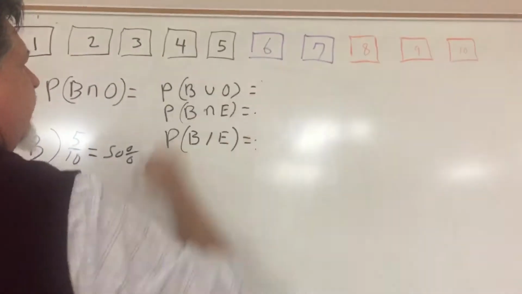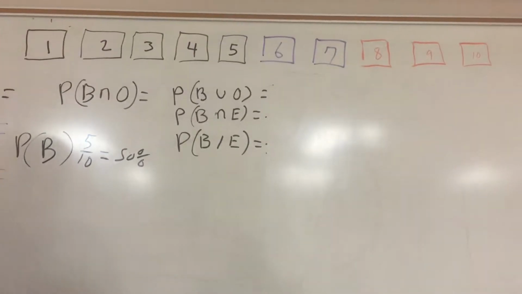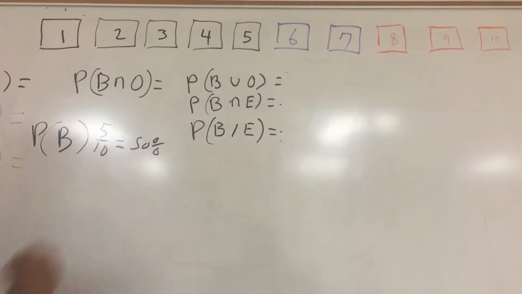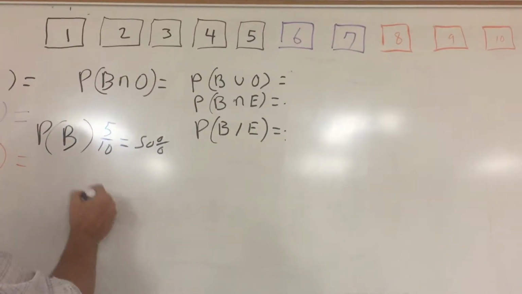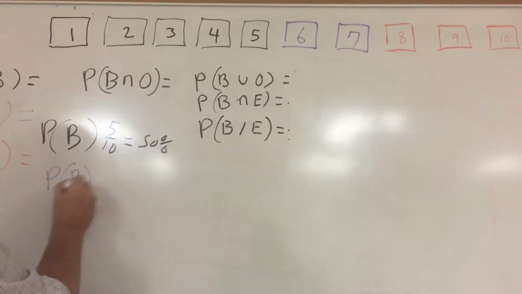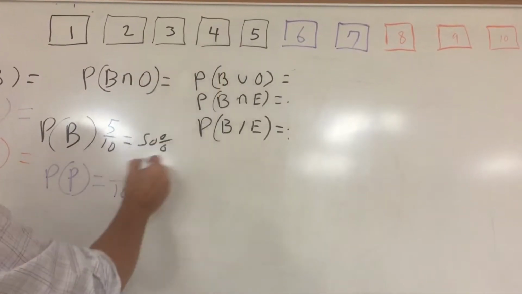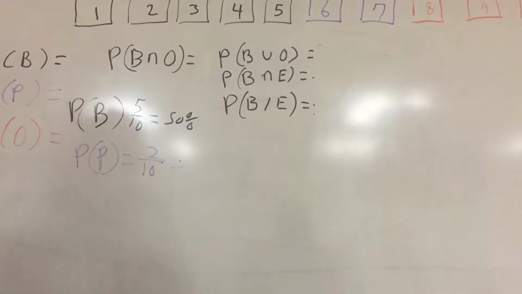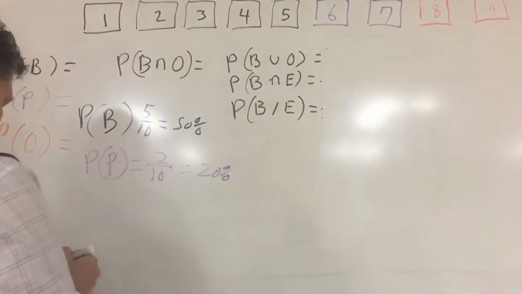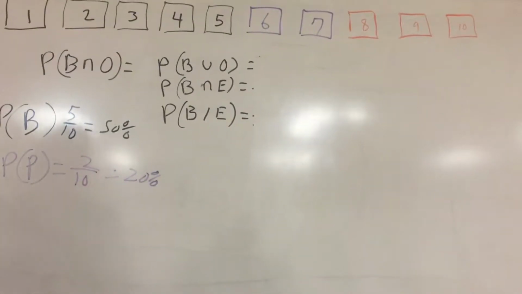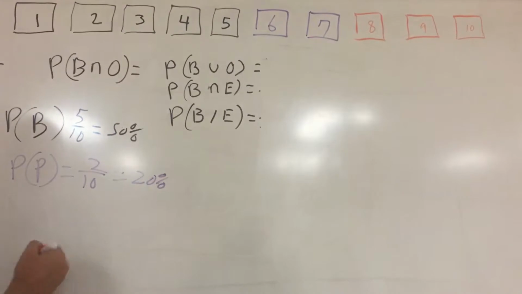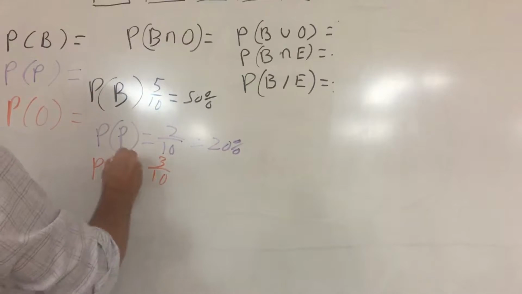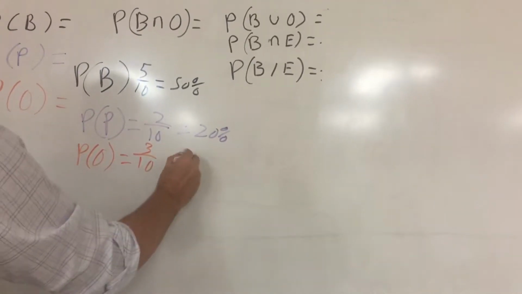So what is the condition for purple? I have purple blocks. Now I can say how many total outcomes are there? Well, there's 10. So the probability of purple is going to equal 2, so I only have 2 purple ones over 10, which is 20%. Now I have orange over there, and I have a total of 10, and I have 3 blocks, so the probability of orange is going to equal 30%.